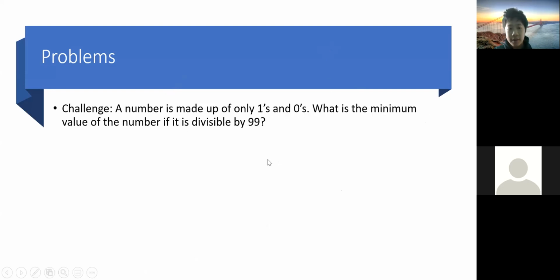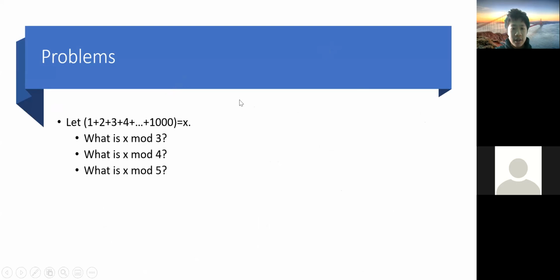Skip this one. I'll put that in the homework. It's very similar. Now we got these really nice mod problems. 3 of them. 3 parts. I'll give you 5 minutes.